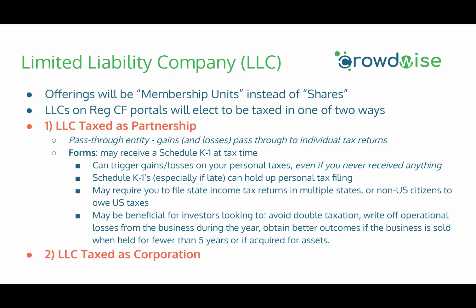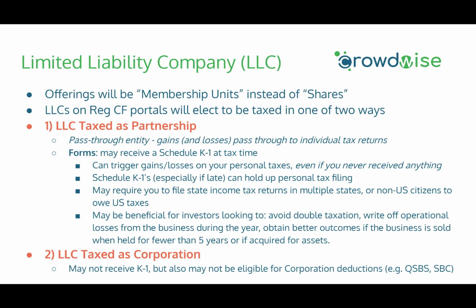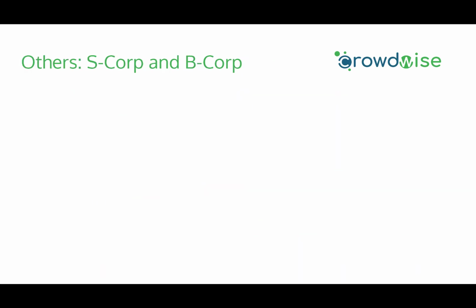The second type of LLC is one that's taxed as a corporation. An LLC taxed as a corporation will have all the same pros and cons as the C corporation that we mentioned on the previous slide. However, while you may not receive a Schedule K-1, you also may not be eligible for the corporation deductions mentioned on the previous slide, such as QSBS and SBC. We'll mention briefly S Corps and B Corps, since you may also see or hear them.